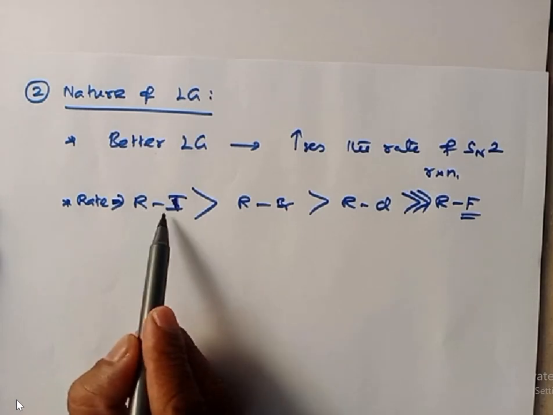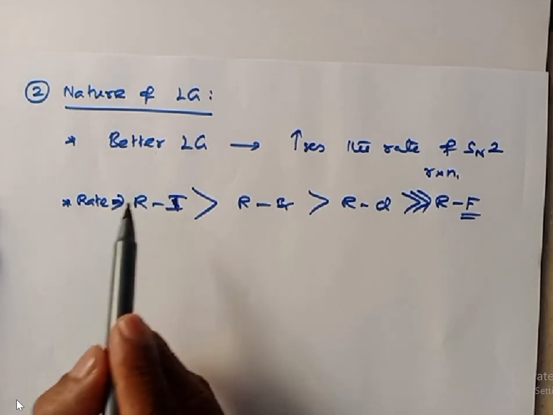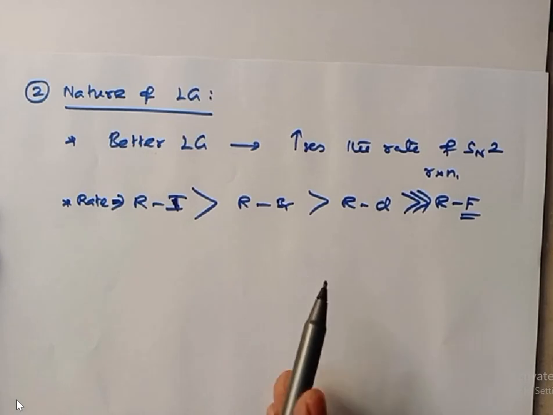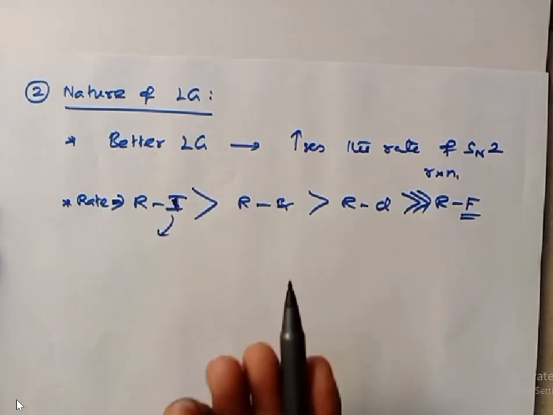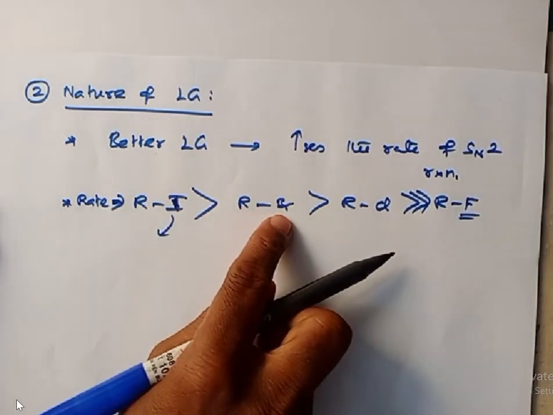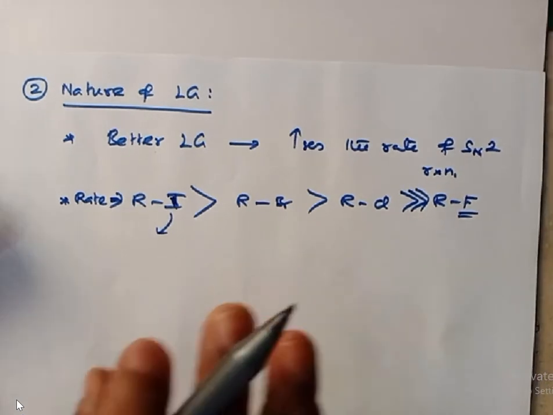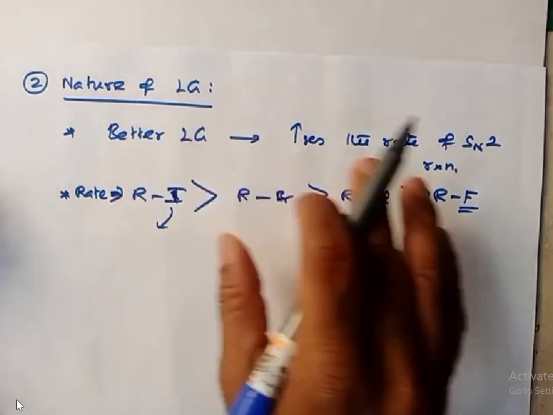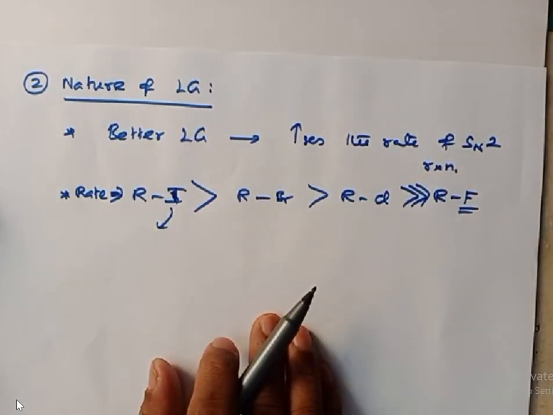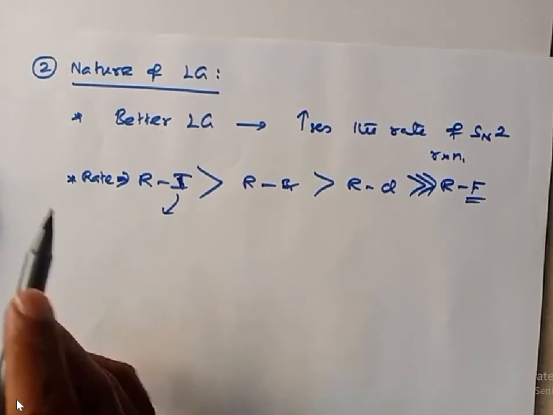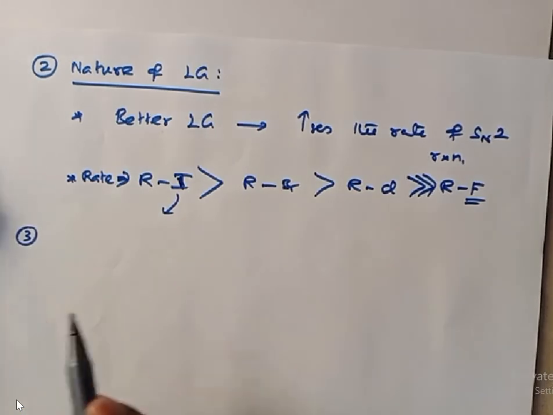Why does alkyl iodide undergo Sn2 reaction faster? The reason is iodide is a better leaving group compared to bromine. Bromine is a better leaving group compared to chlorine. So keep this in mind, very, very important. This is regarding the nature of the leaving group. Then point number 3.